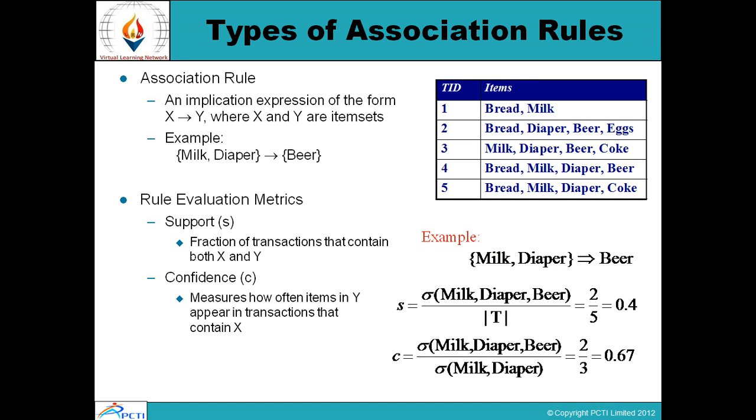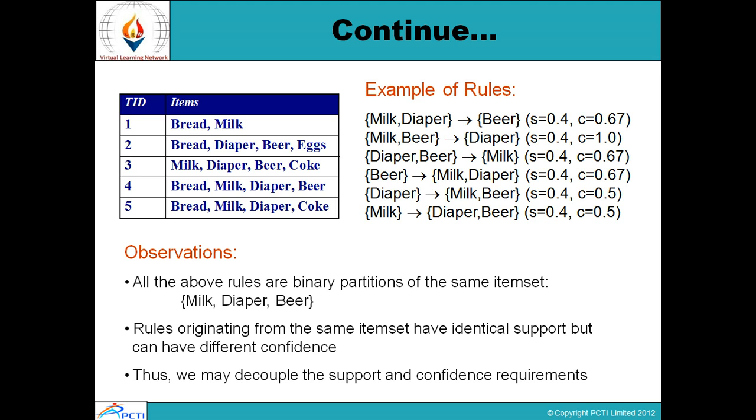We can have some examples in which the support and confidence are calculated. Observation: all the above rules are binary partitions of the same item set. It could be milk, diaper, or beer. Rules originating from the same item set have identical support but can have different confidence. Thus, we may decouple the support and confidence requirements.